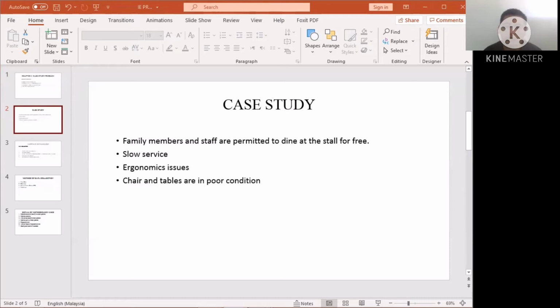During our study of the stall, we discovered that one of the causes of the stall's loss was the fact that family members and staff are permitted to dine at the stall for free. They have unrestricted access to raw ingredients and materials in the kitchen. This will have an impact on the stall inventory since they will lose raw material, which may lead to a shortage in preparing customer orders. To compensate for this loss, more resources must be incurred in the purchase of new material and cooking equipment.